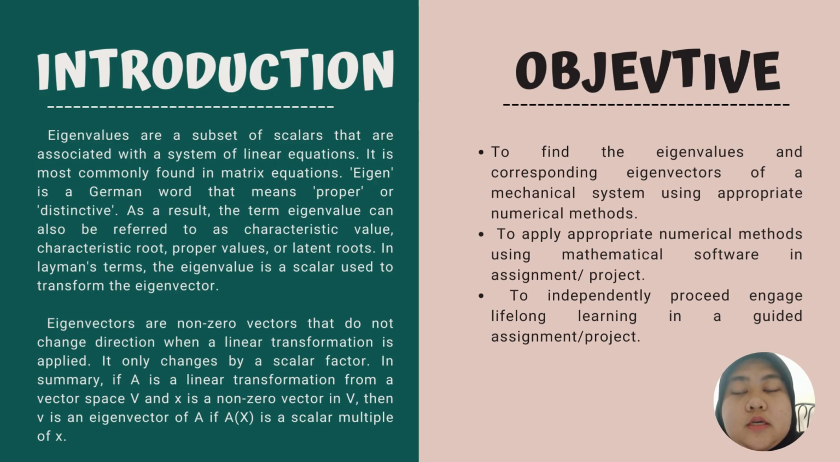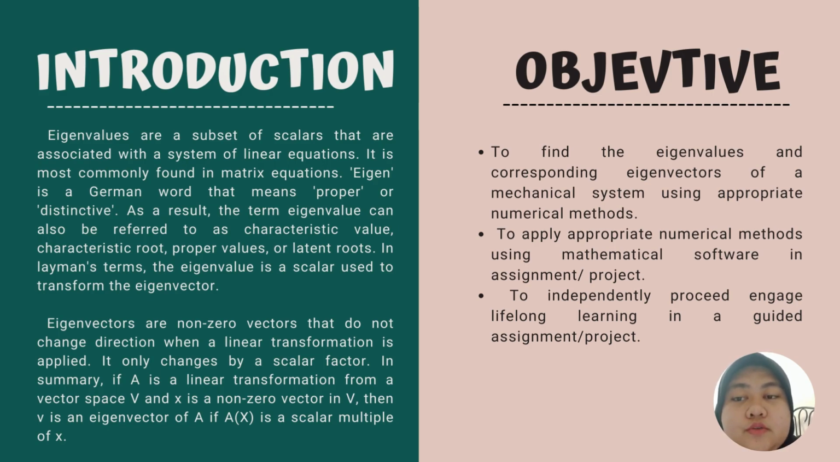Eigenvalues are a subset of scalars associated with a system of linear equations. It is more commonly found in matrix equations. Eigen is a German word that means proper or distinctive. As a result, the term eigenvalue can also be referred to as a characteristic value, characteristic roots, proper values, or latent roots. In layman's terms, the eigenvalue is a scalar used to transform the eigenvector.